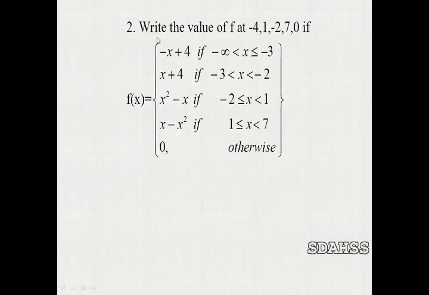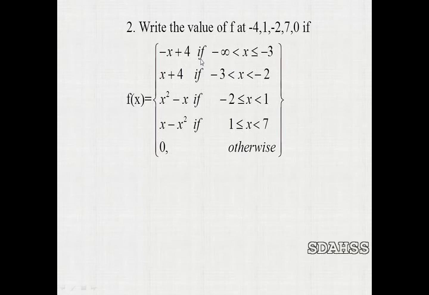Second sum. Write the value of f at -4, 1, -2, 7, 0, if f of x is equal to -x plus 4 if minus infinity less than x less than or equal to -3, x plus 4 if -3 less than x less than -2, x square minus x if -2 less than or equal to x less than 1, x minus x square if 1 less than or equal to x less than 7, 0 otherwise.